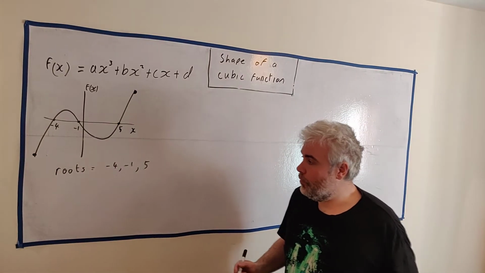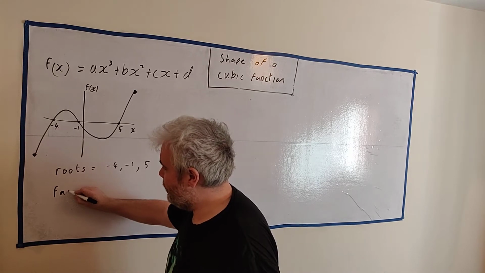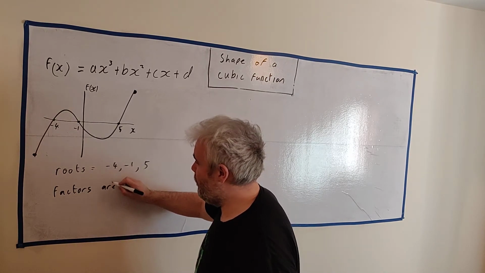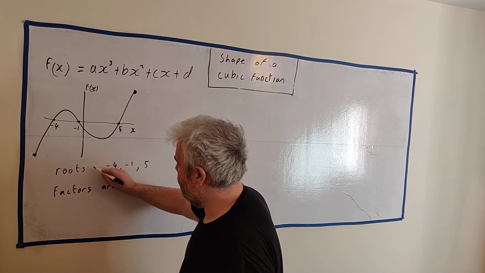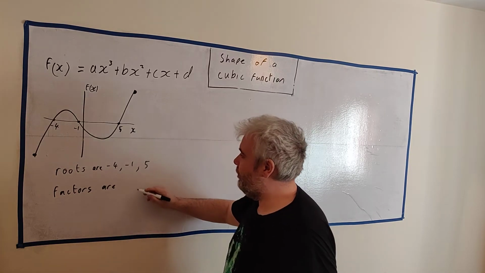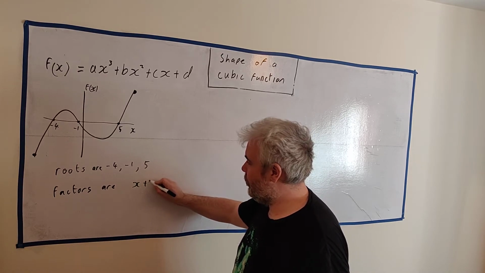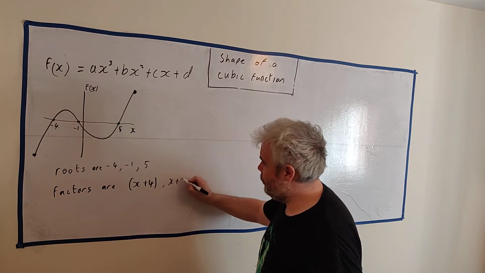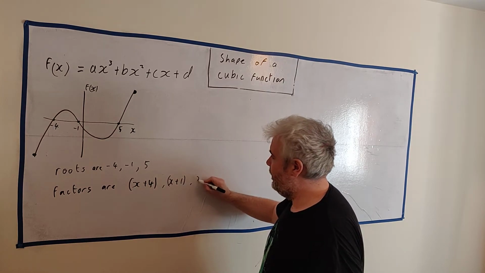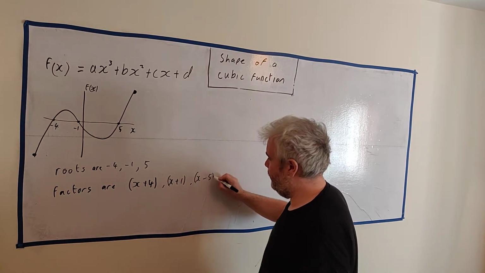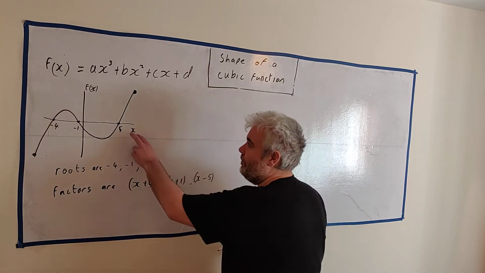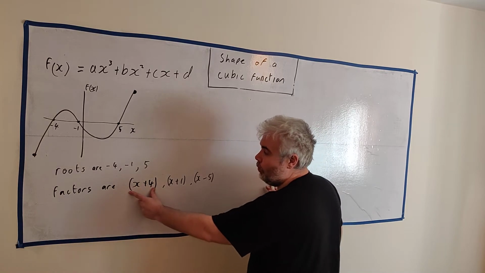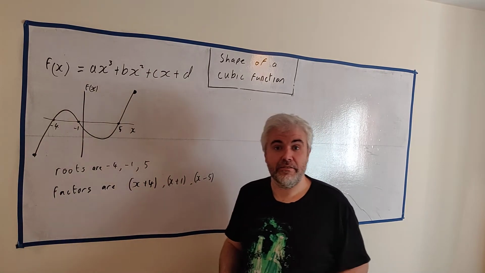And if I know they're the roots, then the factors are simply, I won't put in equals, it's a bit confusing. The factors are x plus 4, x plus 1 and x minus 5. They are the factors of this expression, meaning that any one of these would divide into this expression evenly.